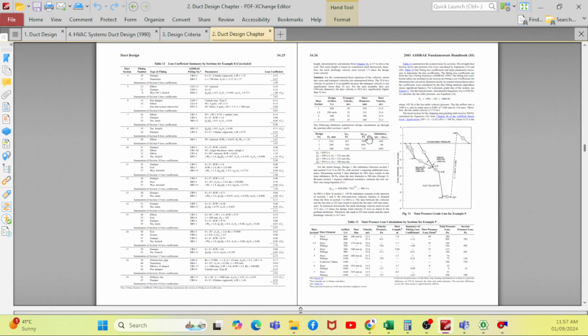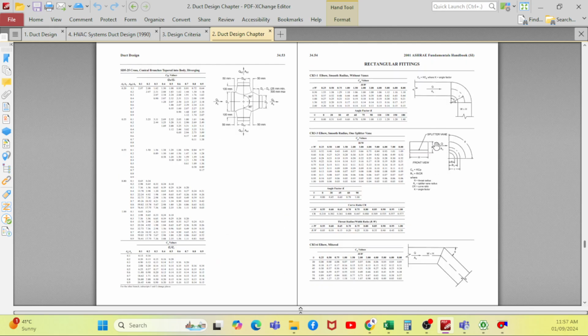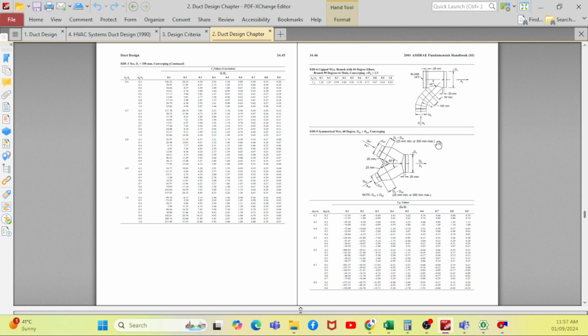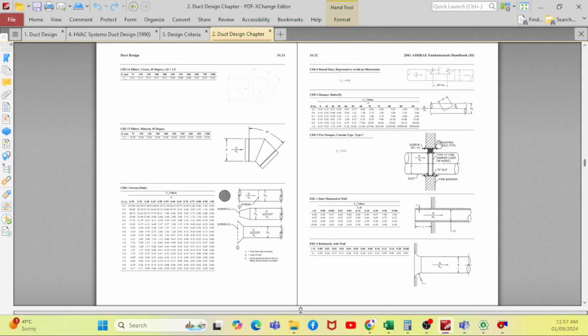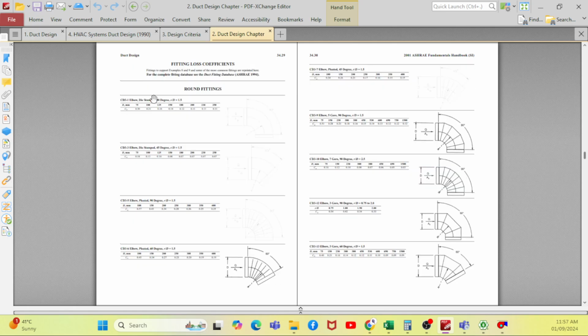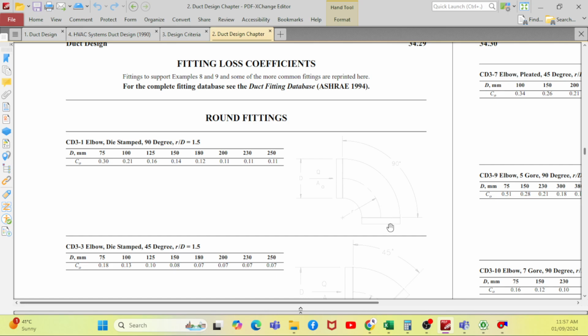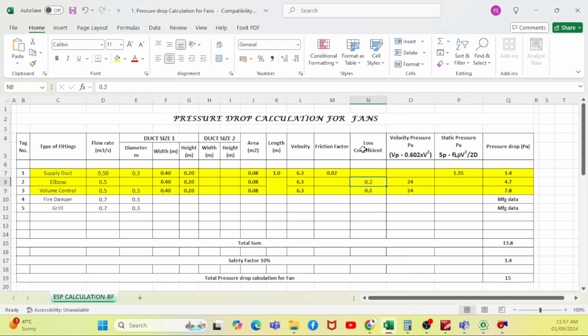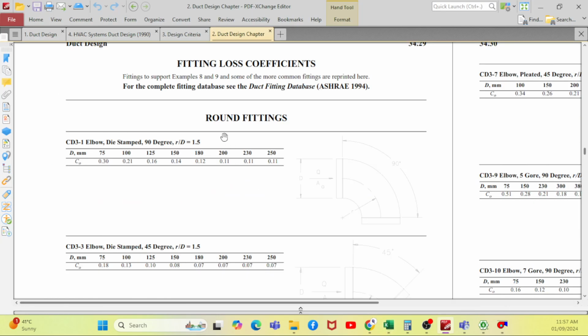How to calculate? If you go further down, there are different types of fittings available here. For example, one of the fittings is the elbow. This is the round fittings section. If you go to the elbow, based on your radius by diameter, where the radius is the distance of the elbow, and the diameter. If you know these two values, which as per standard should normally be 1.5, then you know the diameter, and you can get the coefficient. The loss coefficient you can get from the chart also. If you have difficulty finding it from the chart, then you can use the software.